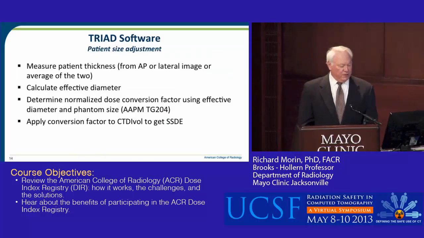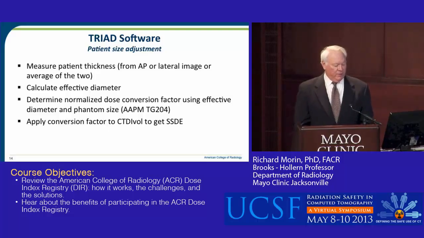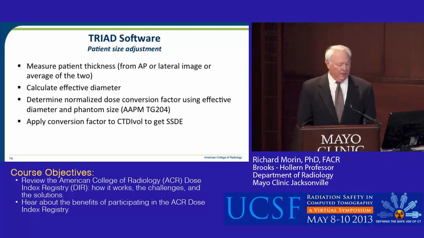So the thickness is measured, the effective diameter is calculated, and then using the techniques described in the Task Group 204 report from AAPM, the data are converted. So instead of a standard dose index like CTDI volume, it's reported out as the size-specific dose estimate. And this is probably the way things are going to be active in the future.